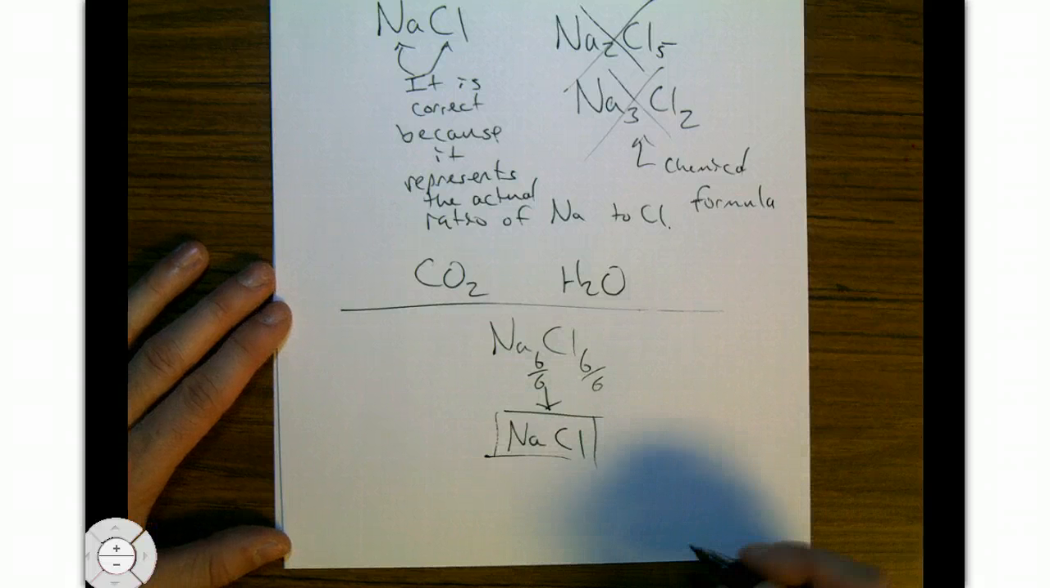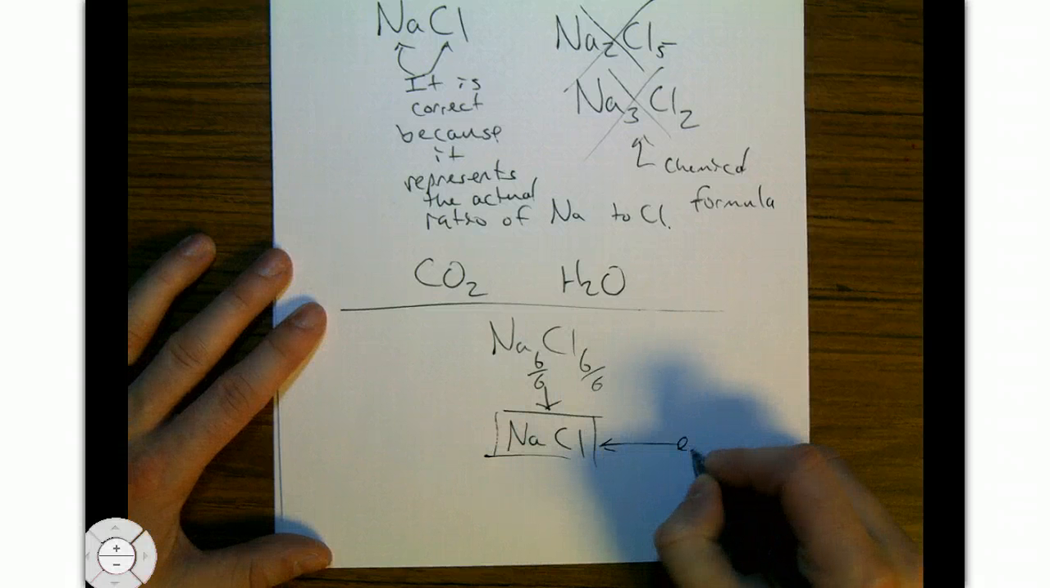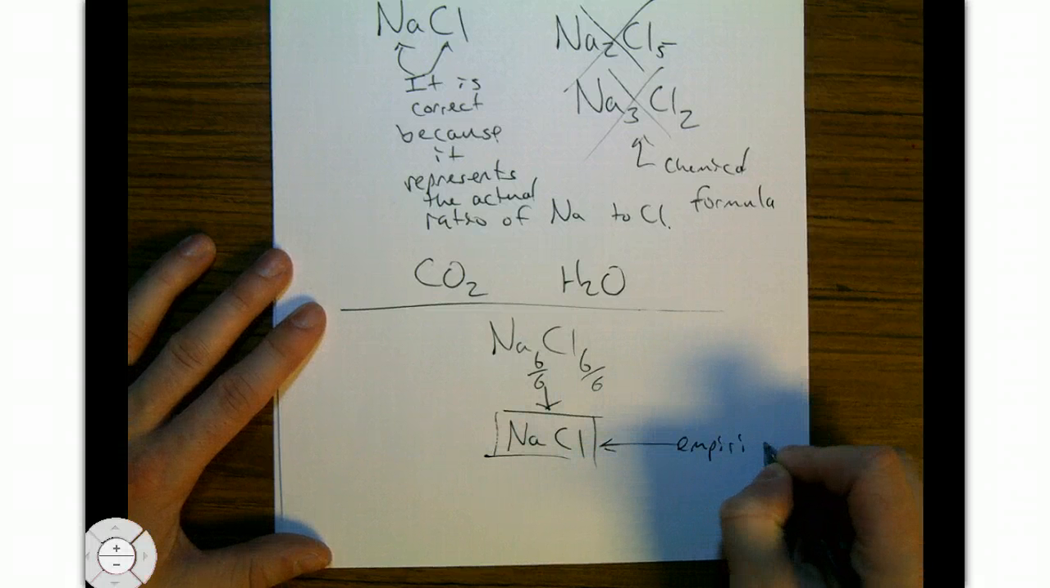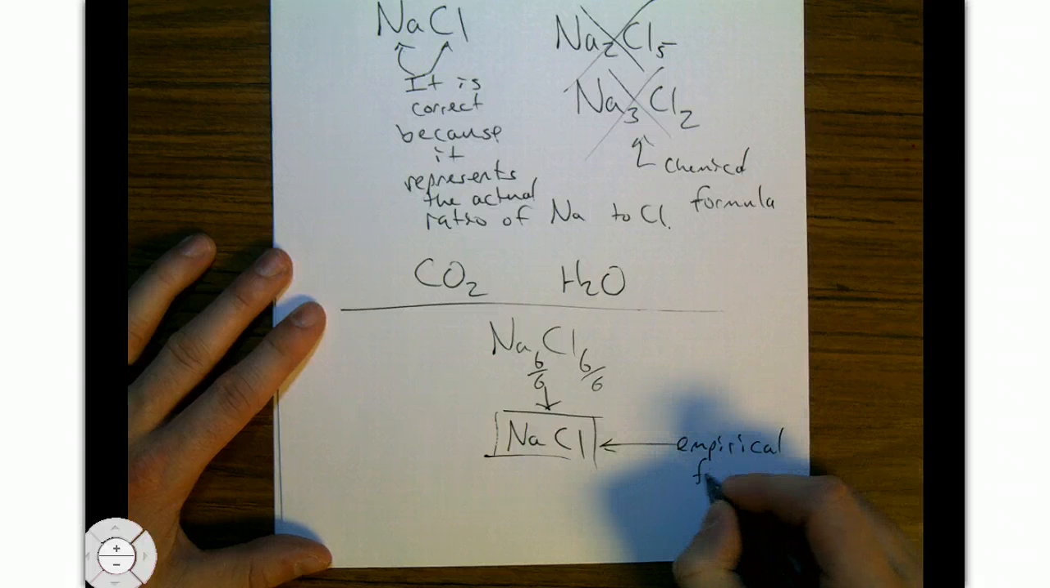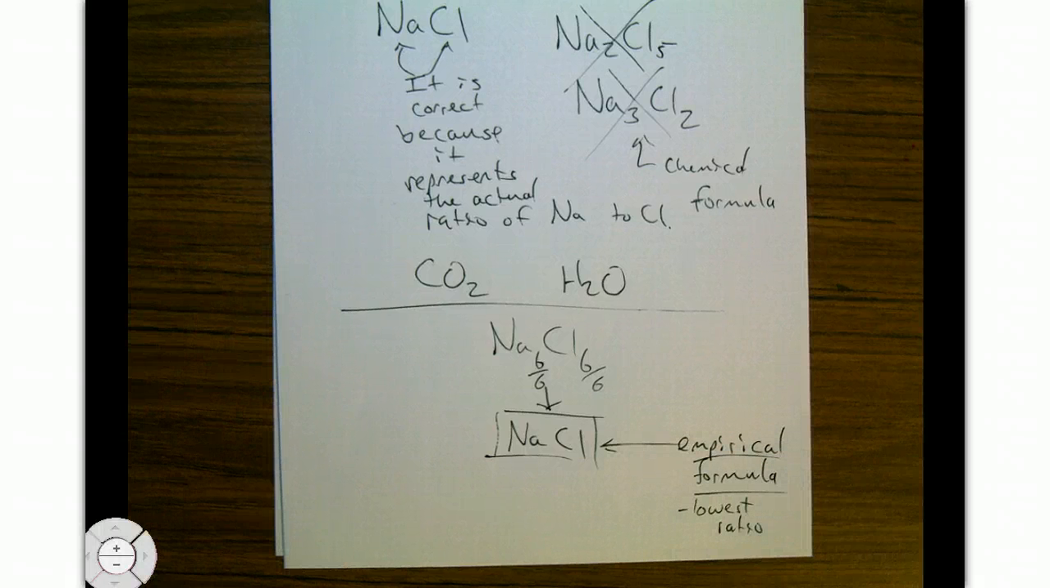Does anyone in this class have a question about that? So this right here is what we call the empirical formula, because it is, in particular, the lowest ratio. Do you guys have any questions about that?